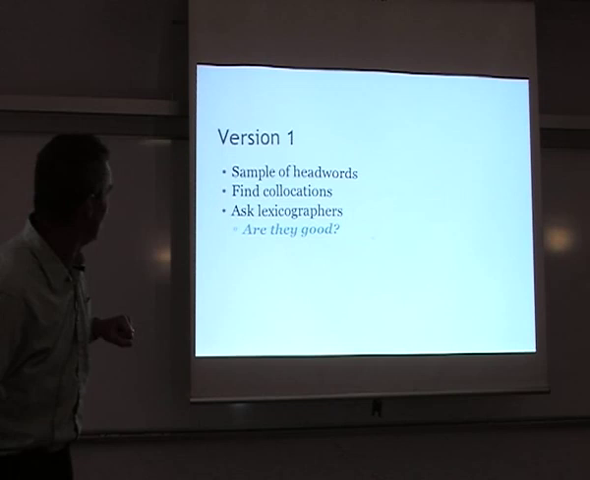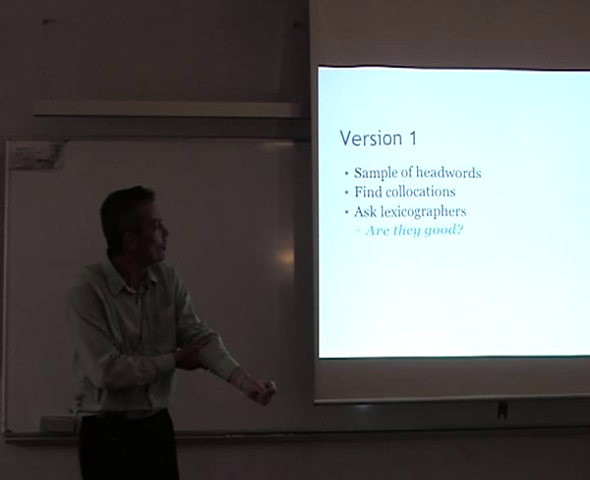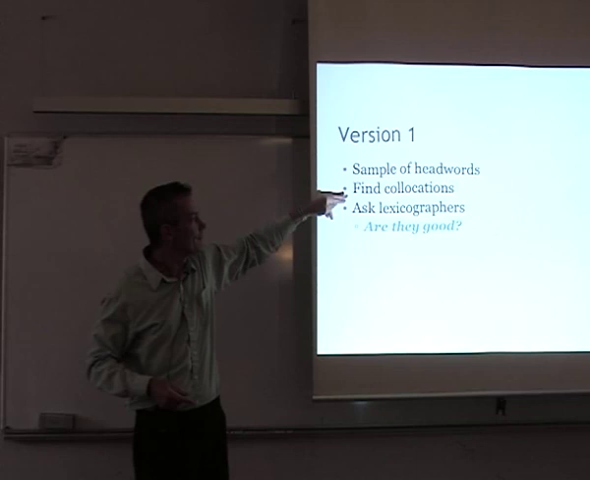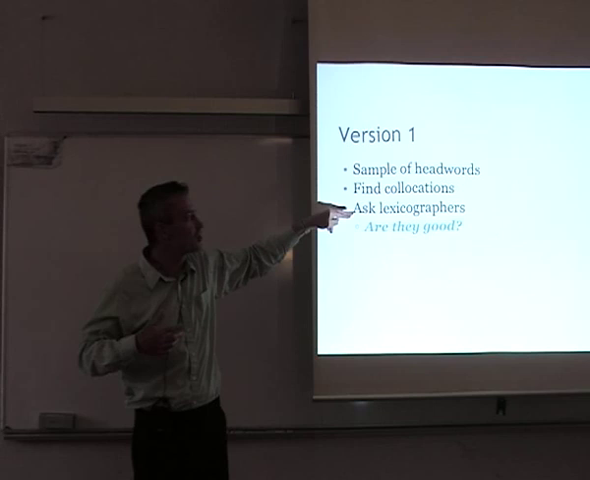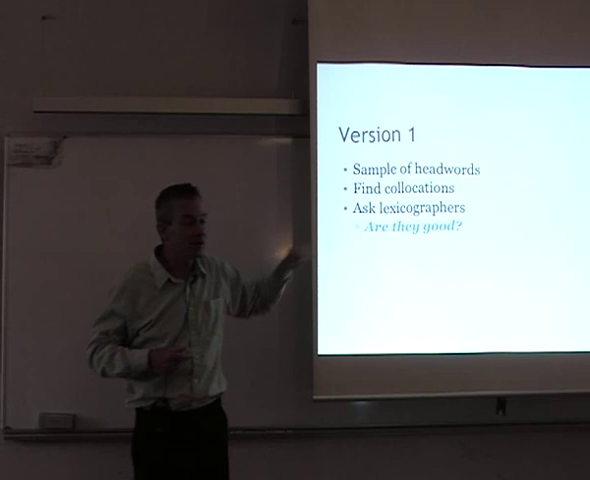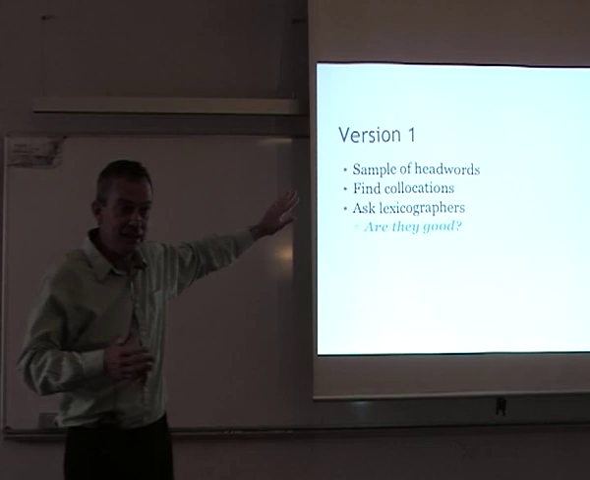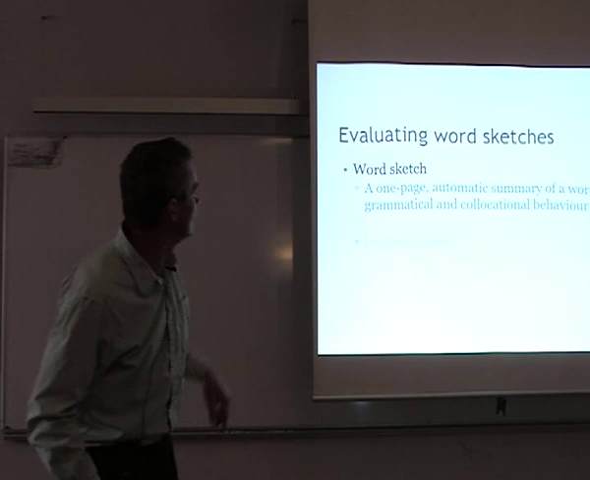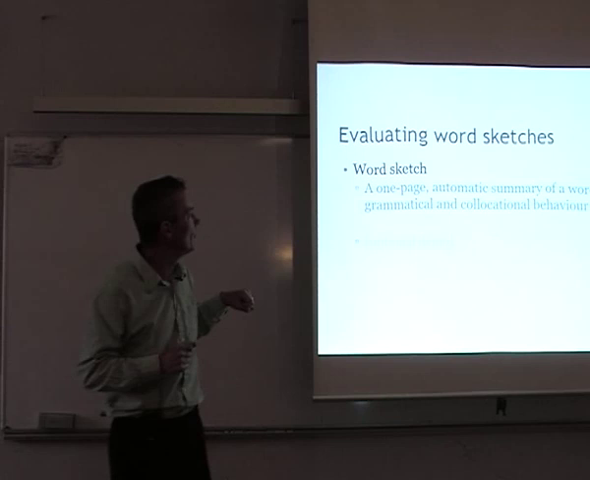So first I'll talk about version one of a task, and then version two. Version one: take a sample of headwords. Use the kind of corpus processing machinery to find the collocations for the headwords. Ask lexicographers, are they good? And then we know how good the machinery is and how good the corpus is. I'll come back to how good the corpus is in a moment, in version two.